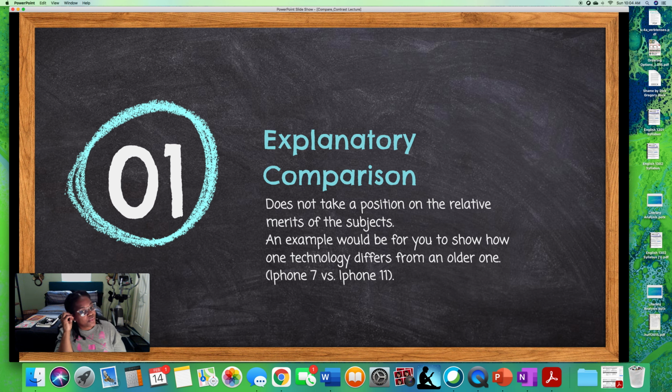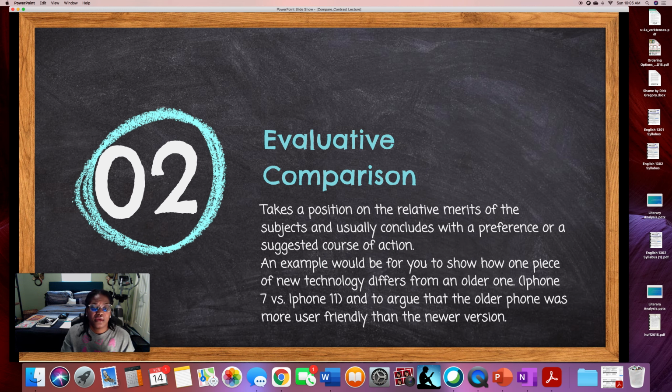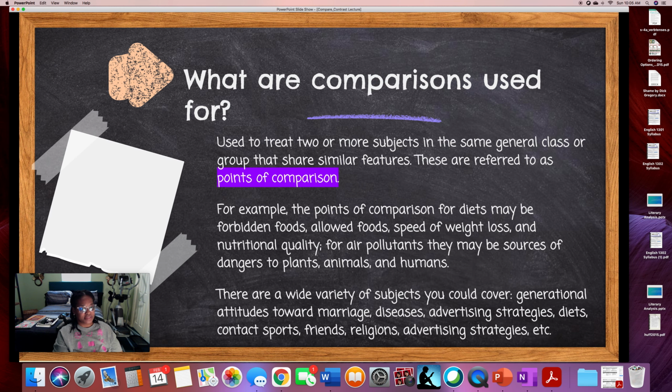An example for that would be for you to look at two different versions of the iPhone. You could look at the iPhone 7, you could look at the iPhone 11, and you could simply just state what their similarities and what their differences are, all right? And you would stop at that point. An evaluative comparison is going to take that same comparison, but it's going to go a step further. It's going to either cite your preference for one over the other, or it's going to suggest which one for the consumer to actually purchase, which one would be more beneficial for the consumer. And so that is the difference between the two different types of essays there.